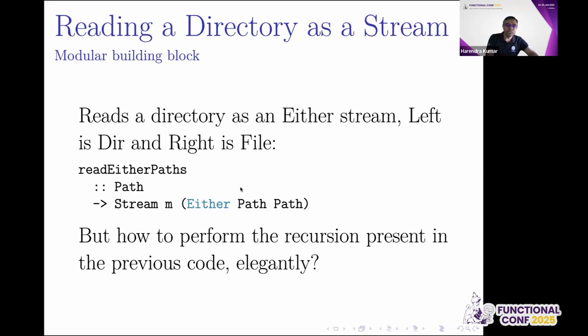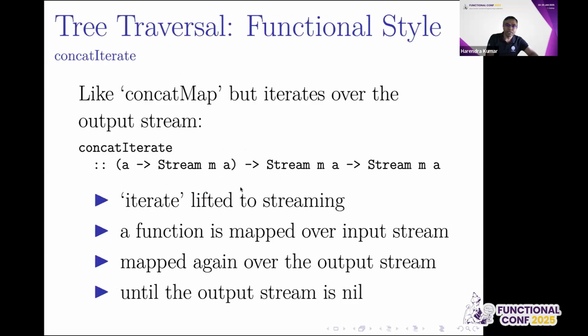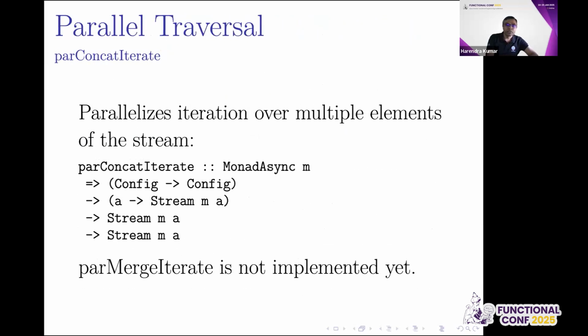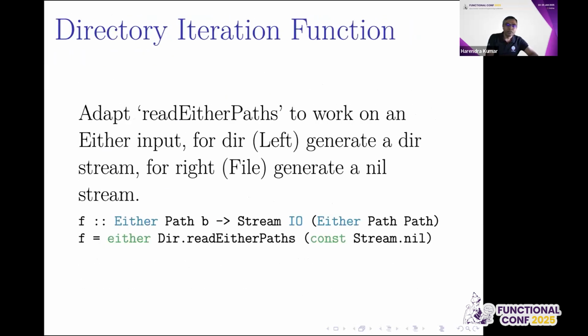Here, it takes a path, it generates a stream of directories and files. Now we will adapt it to work with our concat iterate function because it needs to take an either type here, and it needs to generate an either type. So on the right type, it will not do anything. On the left type, when we have the left constructor, it will generate a stream from that, generating a stream of the directory contents.